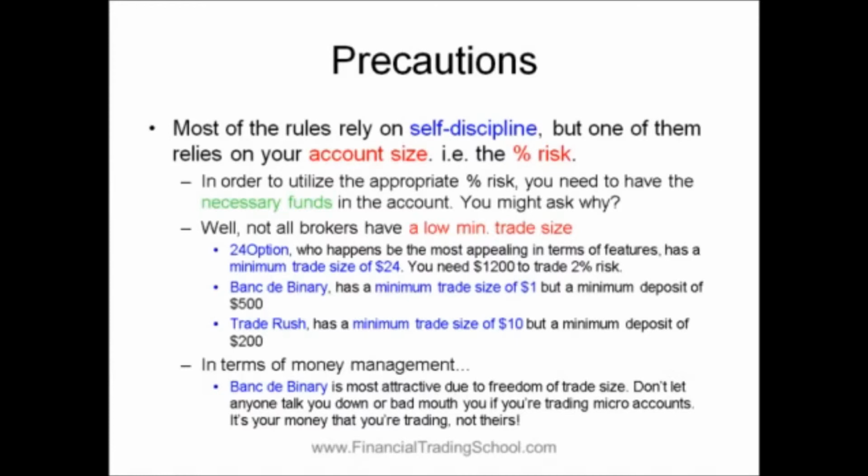And for new traders, this is a lot of money. So you might not have that much to start off with, compared to Bank to Binary, which only has a minimum trade size of $1. So that's very good. But their minimum deposit is $500. So depending on how much you have to start with, they are the best bet to go to. And then Trade Rush, which has the lowest deposit of $200, has a minimum trade size of $10, which is about 5% risk. So out of these 3, in terms of money management, like I mentioned, Bank to Binary is the most attractive due to the freedom of trade size.